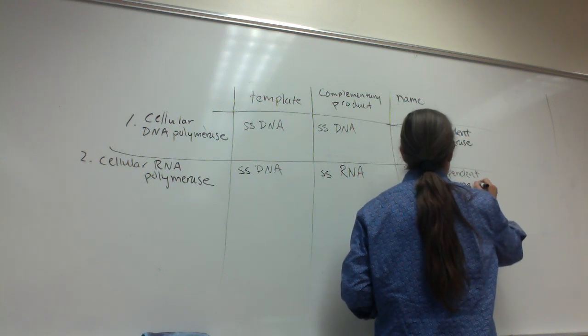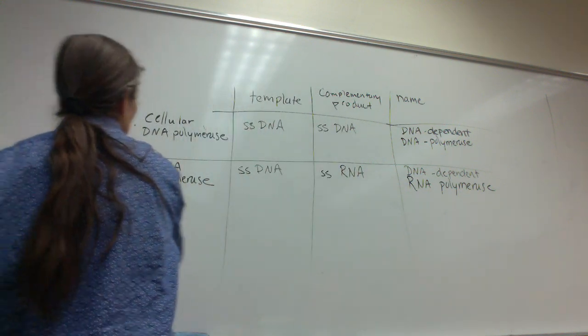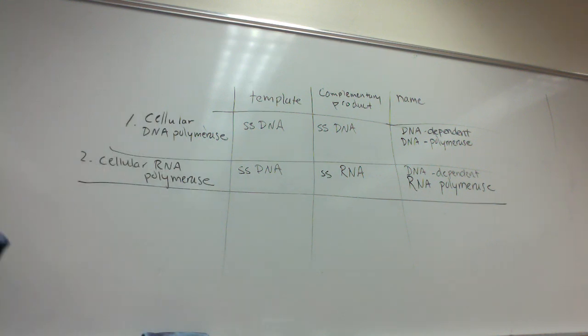Okay, now here is where things are going to get messy. So let's think about this. Let's pretend we're an RNA virus. We are an RNA virus. What is your genetic information? RNA, right? So if you need to make copies of your RNA, what is the template?